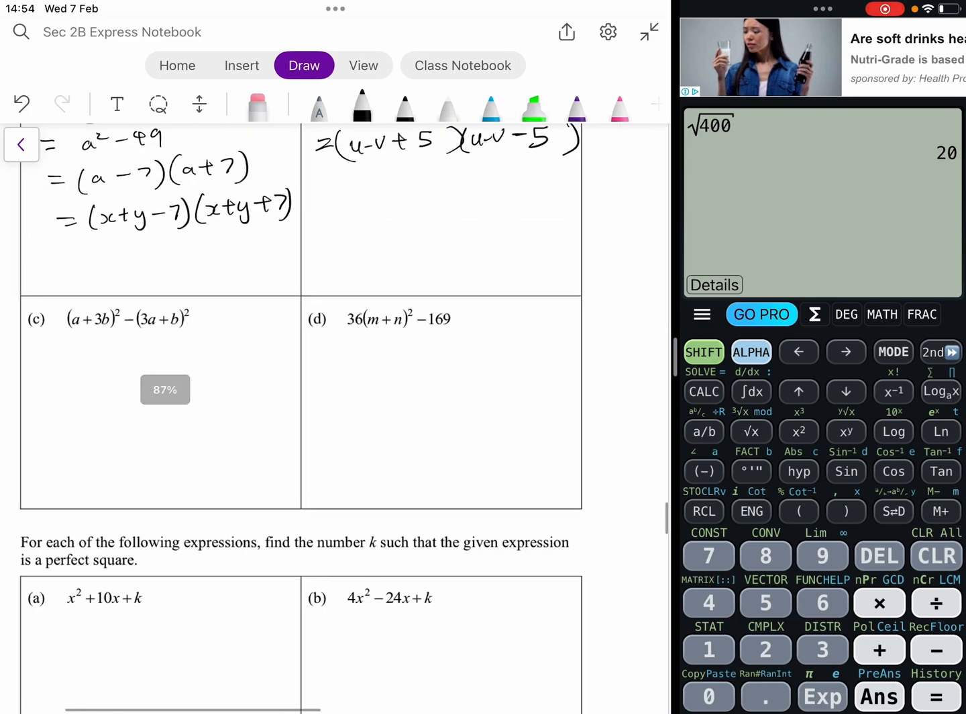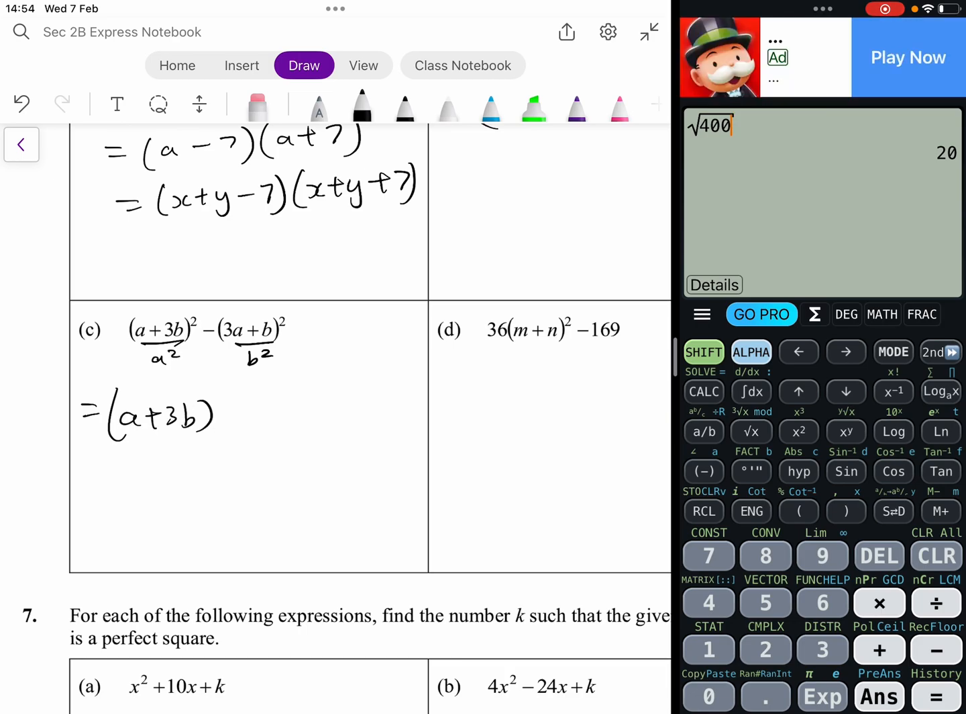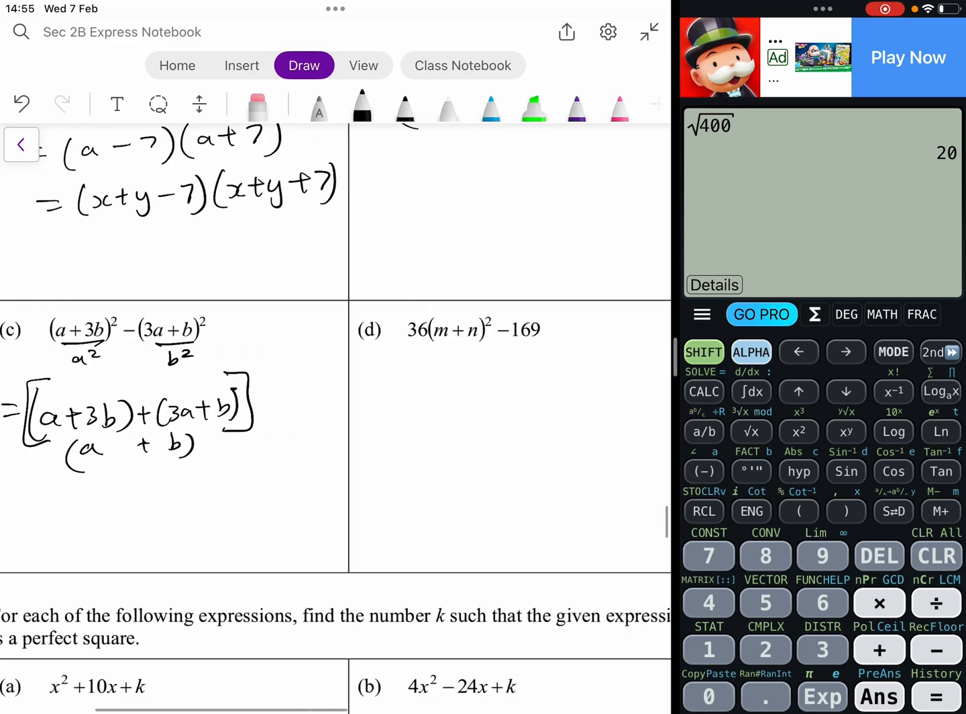Okay, next one. Now this one is double term. So like this whole term is a squared, this whole term is b squared. So I will get a plus 3b plus 3a plus b. Right, so this is your a plus b. So it's going to be a very long equation. And then you will have to write in your a minus b.